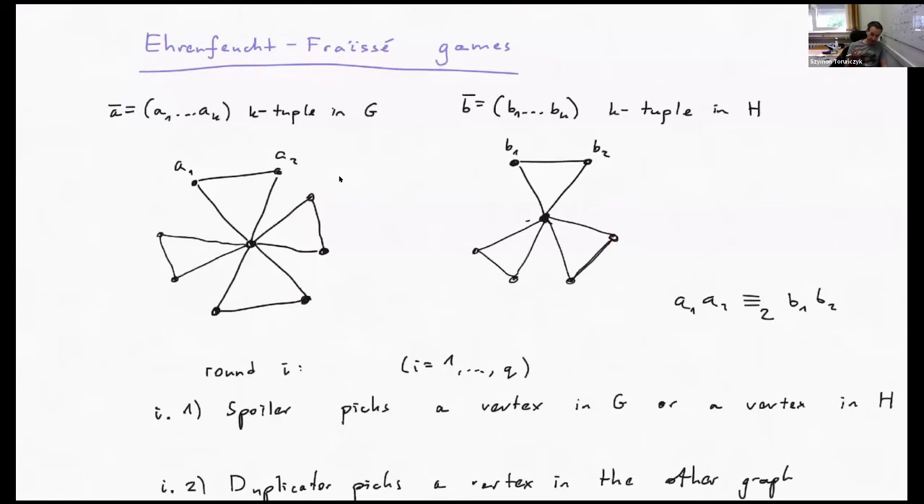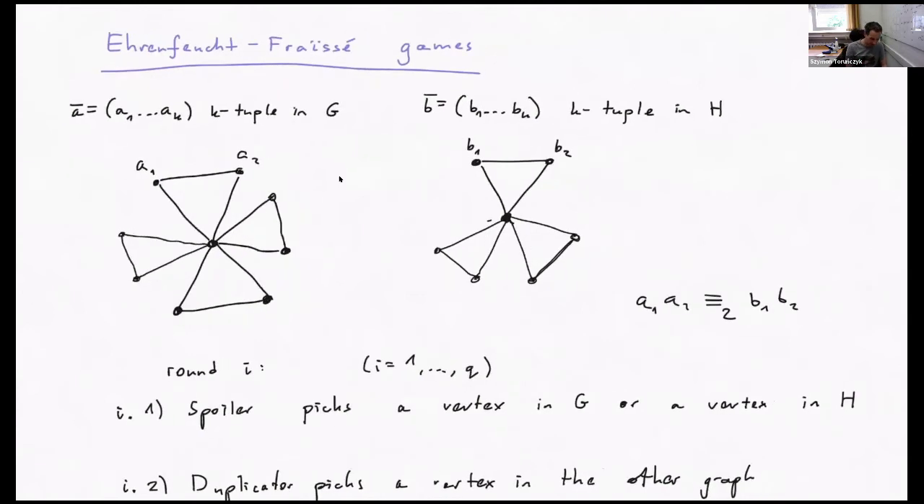there are two ways of seeing this. First, there is a formula with three quantifiers, of quantifier rank three, which distinguishes those two graphs. And the formula says that there are three vertices, 1, 2, 3, which form an independent set, and they are mutually non-adjacent, and they're not adjacent to A1 and A2. But in the second graph here, we cannot find three vertices which are mutually non-adjacent and non-adjacent to B1 and B2. So there's a formula with three quantifiers which holds in one of the graphs and not in the other graph. So this witnesses that those two tuples have different quantifier rank three types.